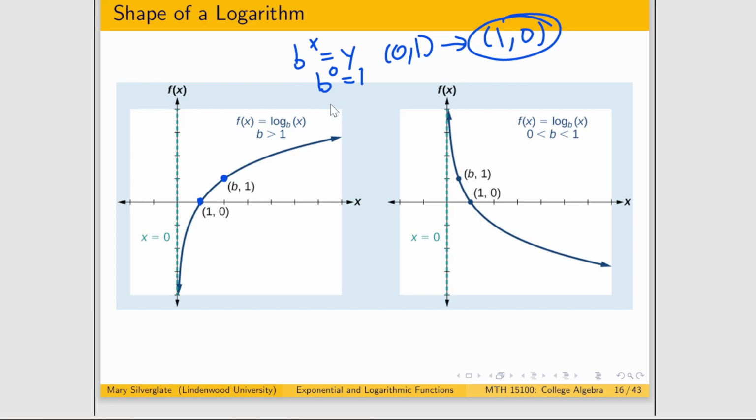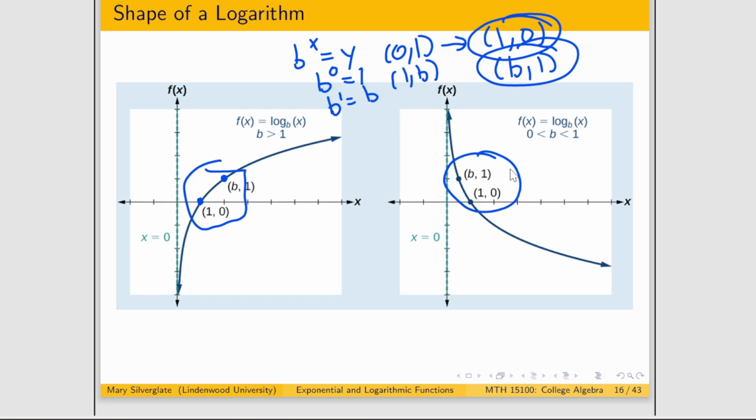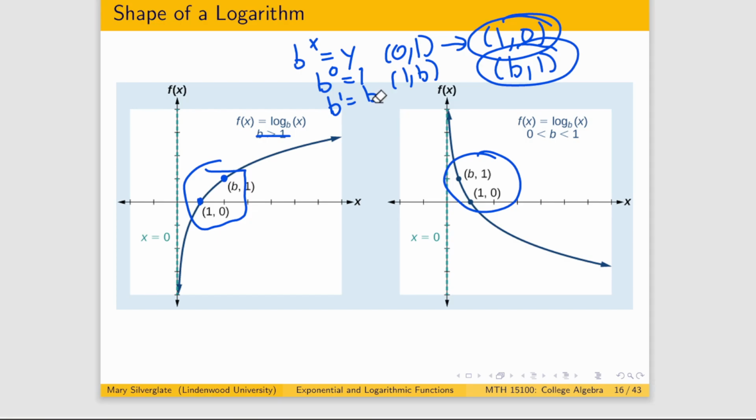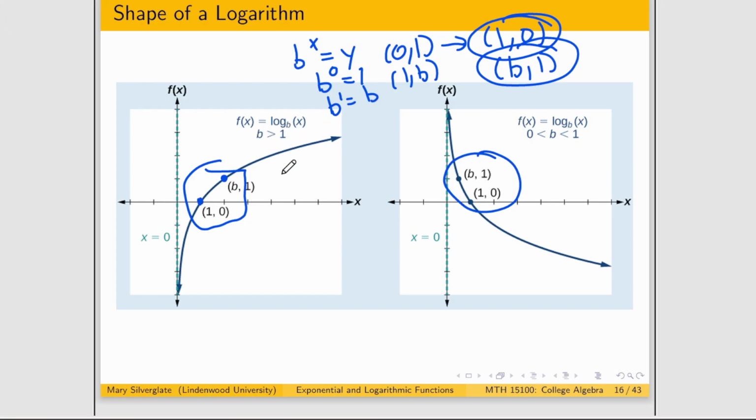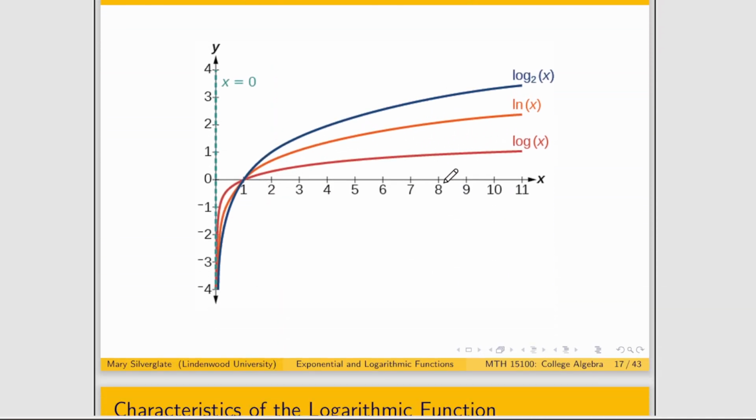And similarly, if I take anything to the first power, that gives me itself. So if 1 comma the base exists on the exponent graph, that means the base comma 1 has to exist on the log graph. And that's why that is noted here. You'll also notice that it ends up facing opposite directions, depending on whether or not we have a base that is a fraction, so that's dealing with that negative exponent that has been reflected over the y-axis, versus just a larger base. But let's actually take a look at some examples.